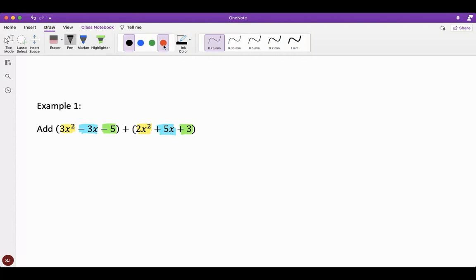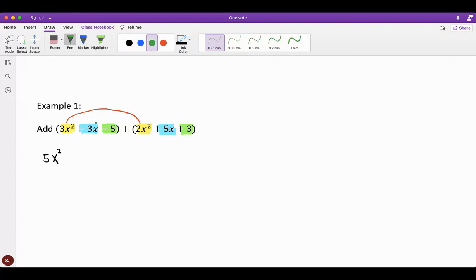Then all we do is combine those numbers. First we get 3x squared plus 2x squared. What you do is add up the numbers in the front. So 3 plus 2 is 5. So what we have is 5x squared. The variables stay the same.